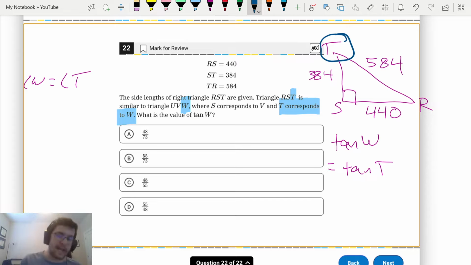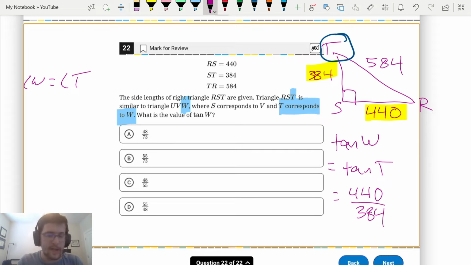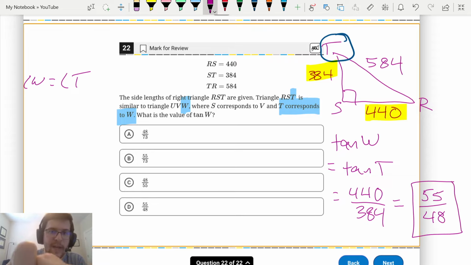SOHCAHTOA. So tangent is opposite over adjacent. So the opposite is 440 and the adjacent is 384. So we're going to do 440 over 384. And you can simplify that on your calculator. And we get 55 out of 48. And that is answer choice D.